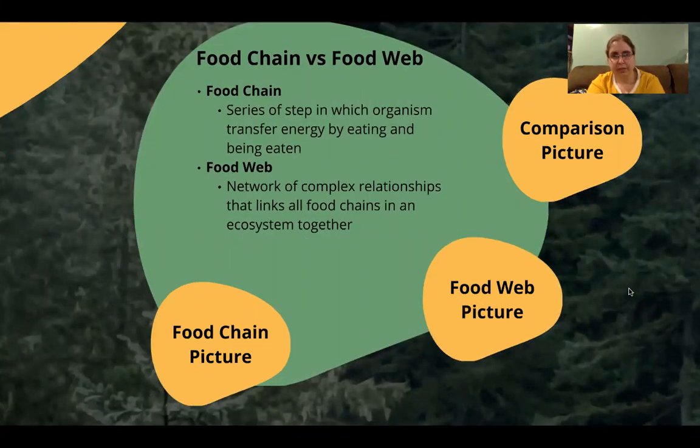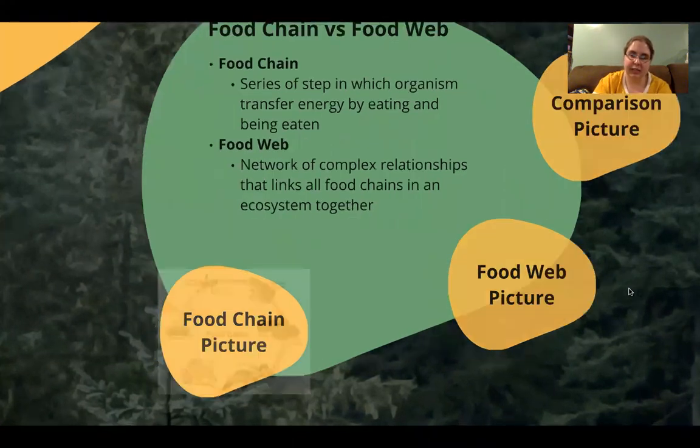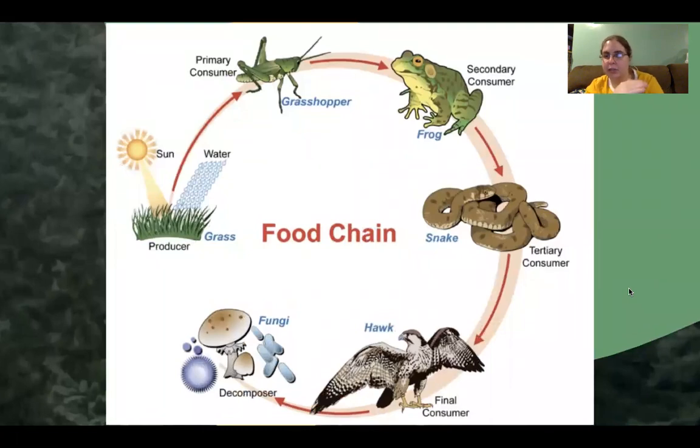So a food chain is a series of steps in which an organism transfers energy by eating and being eaten, such as this. It's very straightforward. It's one single pathway. Now notice the arrows are showing the direction that energy is moving. So sunlight helps the producers to create glucose. The grass is eaten by the grasshopper. So we're saying that the glucose from the grass goes to the grasshopper, which allows the grasshopper to use the glucose to make energy. So therefore, energy goes from the grass to the grasshopper.